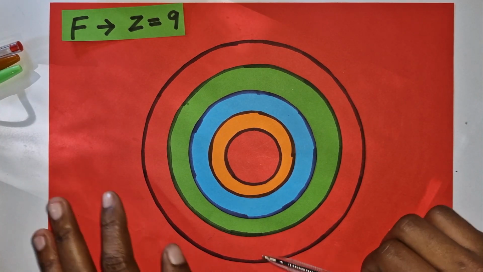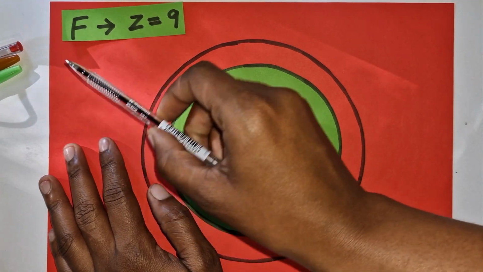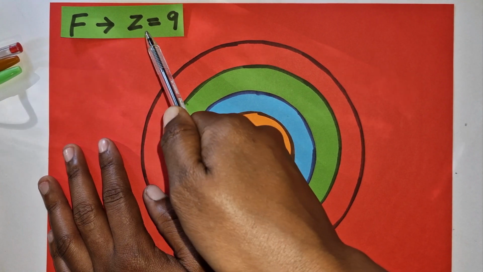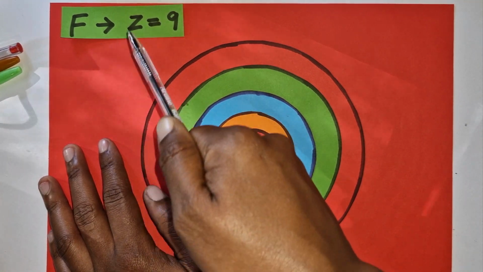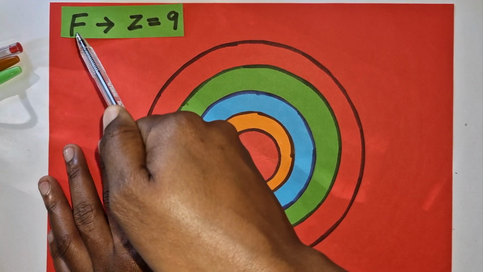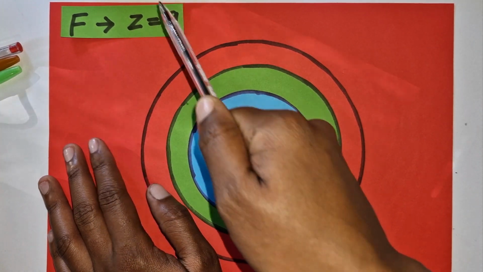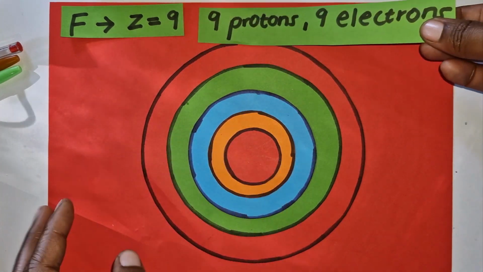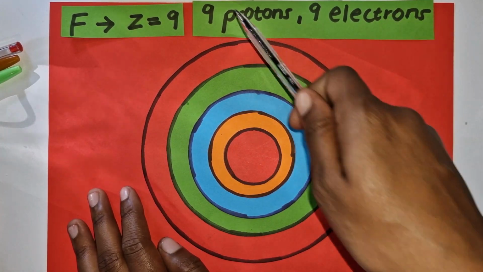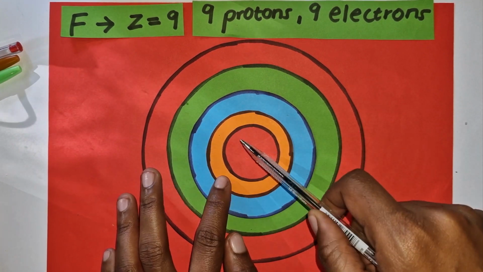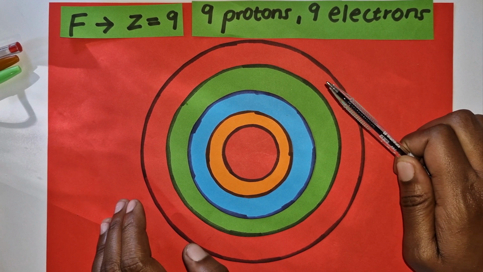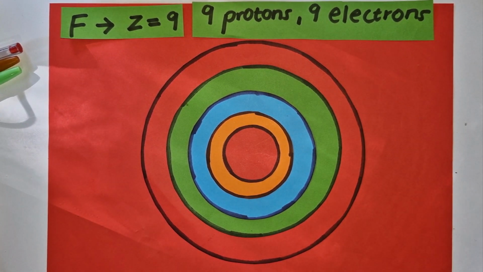Let's now have a look at fluorine, represented with the chemical symbol F. The atomic number for fluorine is 9. This tells us that a neutral fluorine atom has 9 protons. Because it's neutral, it means it also has 9 electrons. So 9 protons will be in the nucleus, and the 9 electrons will be arranged around the nucleus of the fluorine atom. So how will those electrons be arranged?